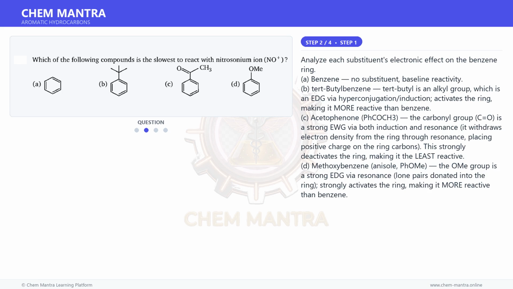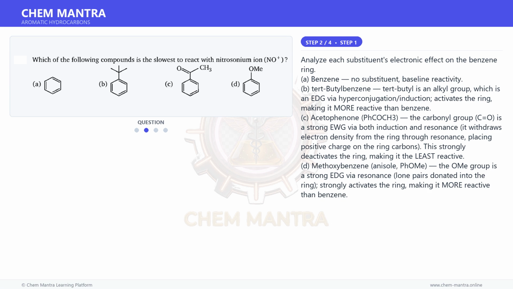Moving on to the next step. Analyze each substituent's electronic effect on the benzene ring. A. Benzene, no substituent, baseline reactivity. B. Tert-butylbenzene. Tert-butyl is an alkyl group, which is an EDG via hyperconjugation and induction, activates the ring, making it more reactive than benzene. C. Acetophenone, PhCOCH3.